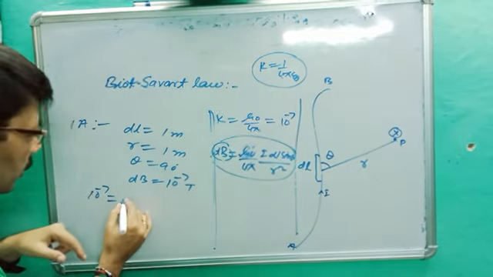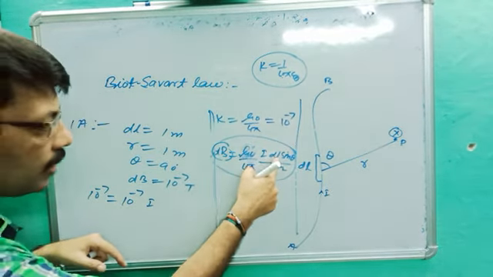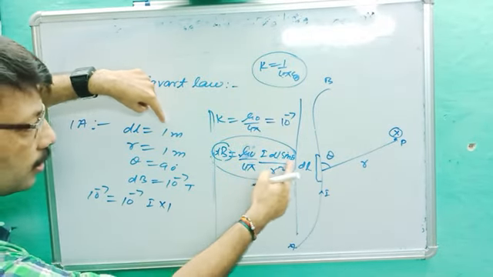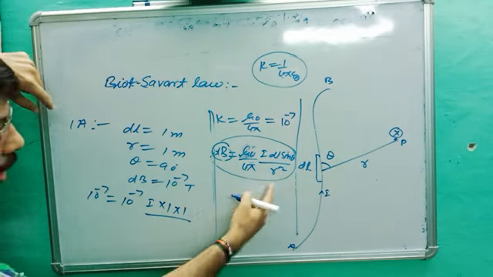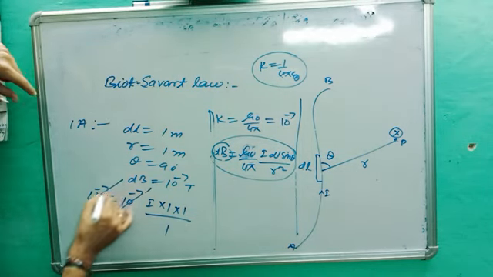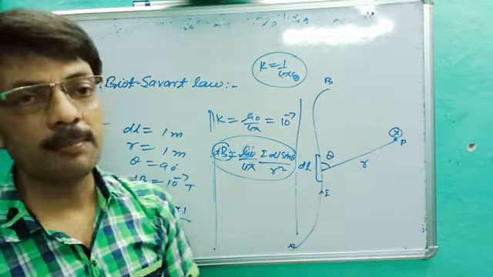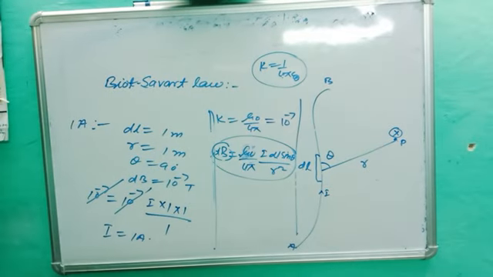We have to assume mu naught upon 4 pi. Its value is also 10 power minus 7. I is there. What value of dl have we assumed? dl value is 1. Sin theta is equal to sin 90, which is again 1, and r square is 1. 10 power minus 7 and 10 power minus 7 cancel out, and we will get I is equal to 1 ampere. Many times the question asks, define the 1 ampere by Biot-Savart law. If this question asks, define the 1 ampere, you have to take help from Biot-Savart law.